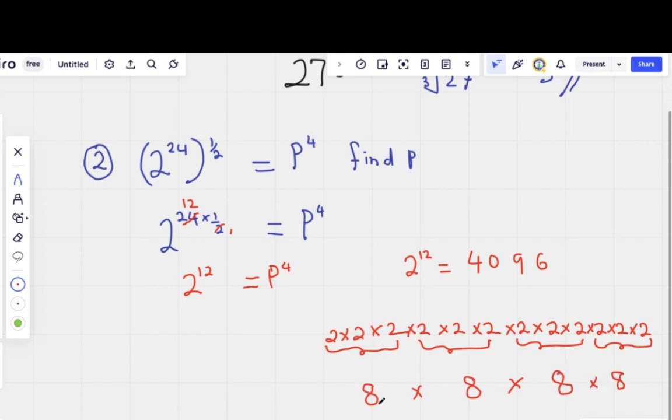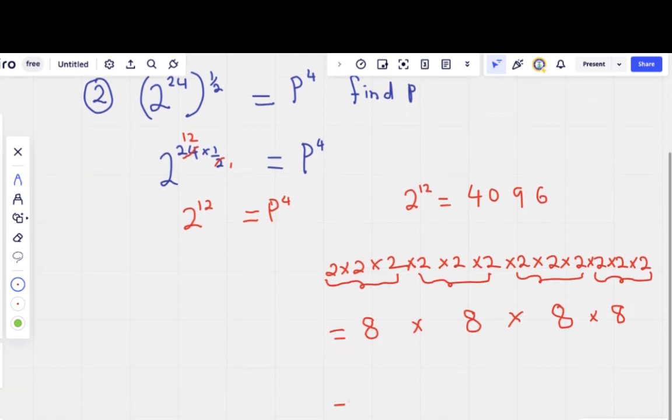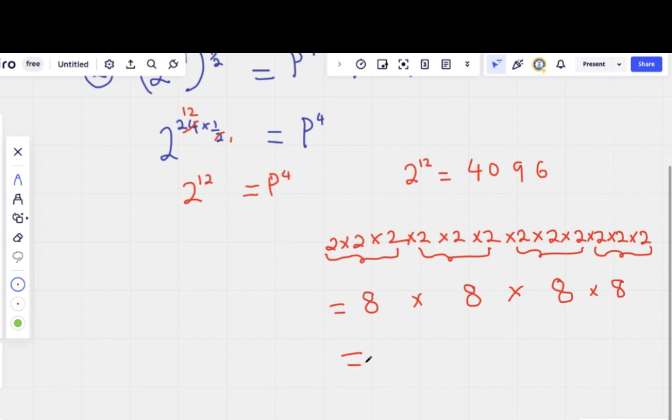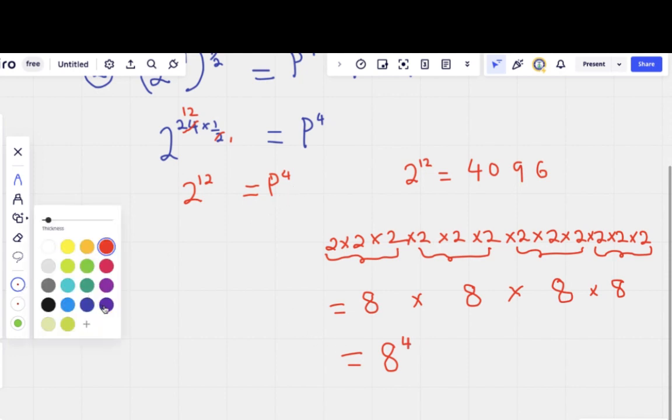Right? So you see, it becomes 8 to the power of 4. So 8 to the power of 4. This same number that was 2 to the power of 12, I have changed it to 8 to the power of 4. The reason why I'm doing that is because this way, the base is P.